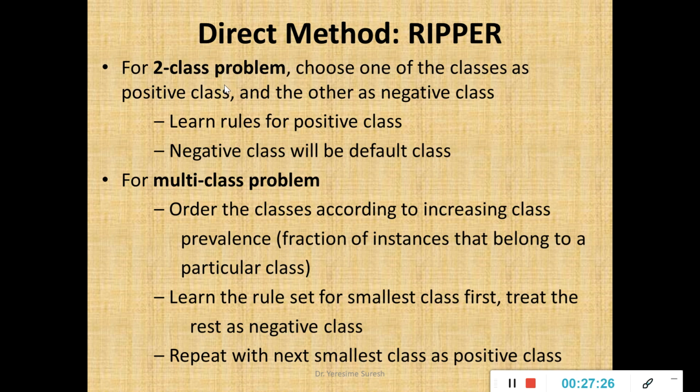For a 2 class problem, what is 2 class problem? A data set having target function which is taking 2 values. That means there are 2 class labels such as pass and fail, positive, negative, 1 and 0. They are all examples for 2 class problem. So for 2 class problem, choose one of the classes as positive class and the other as negative class. Learn rules for positive classes, negative class will be default class. Learn rules for positive class. How? Again make use of learn one rule function if possible.